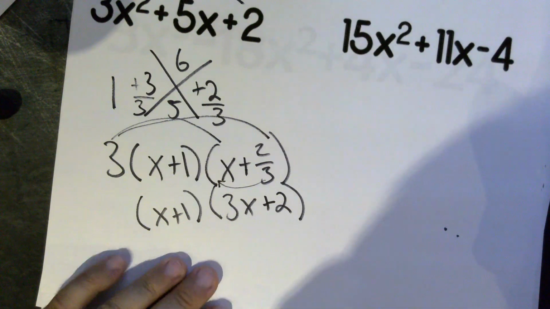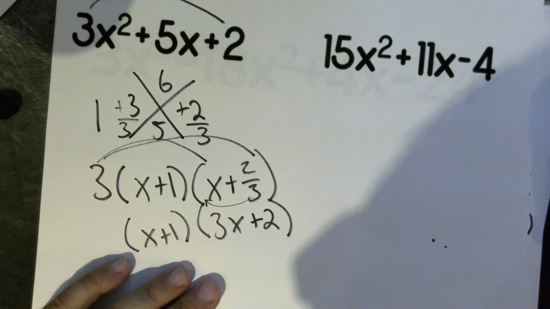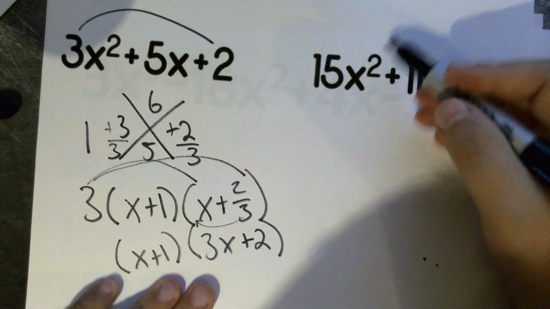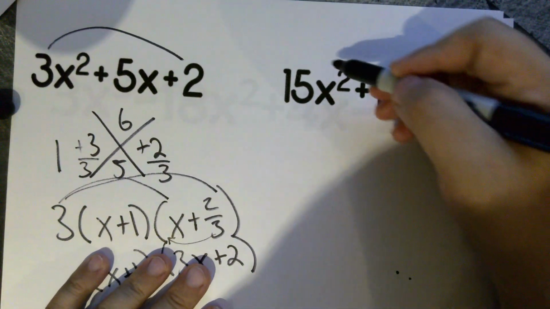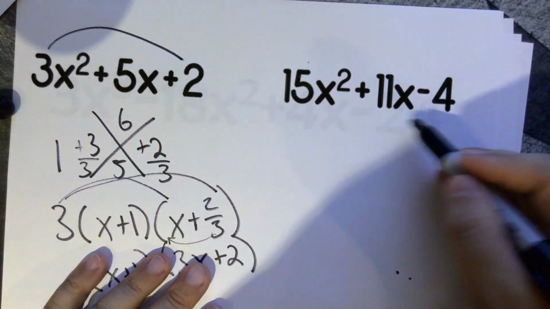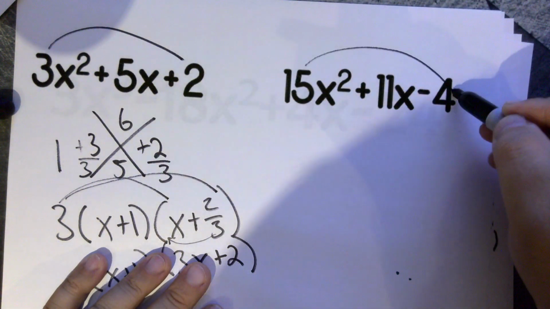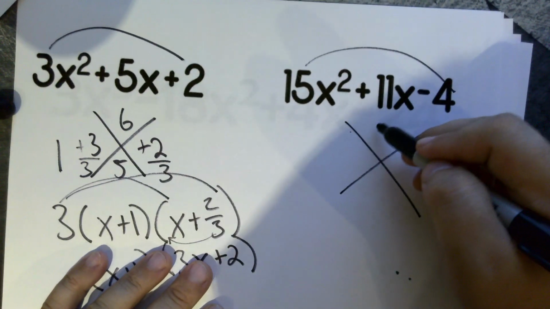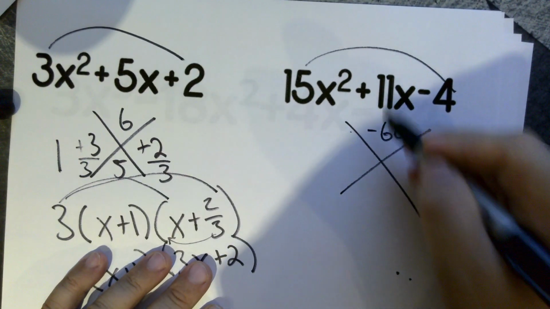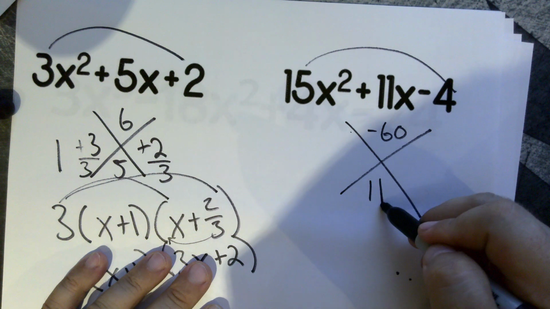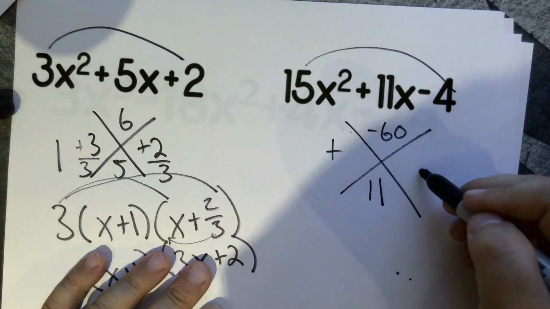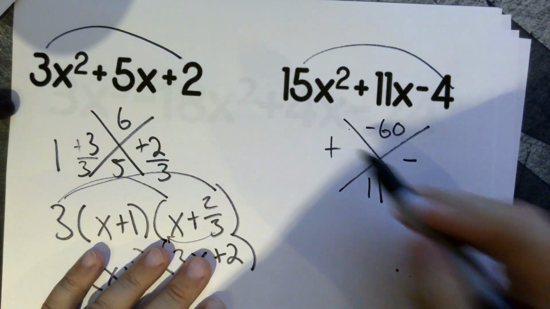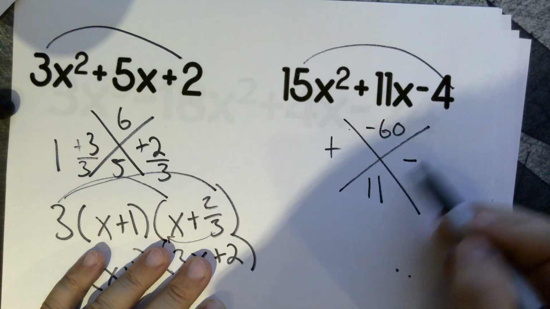And so we're going to do one more, and we can kind of just see how it works. It's going to be a little bit easier to do. So I've got 15 as my a, and it can't go into 11 or -4. It's way too big. So we're going to do the x game again. 15 times -4 is -60. My 11 is my b. So one's positive and one is negative. And my positive's got to be 11 bigger than my negative.